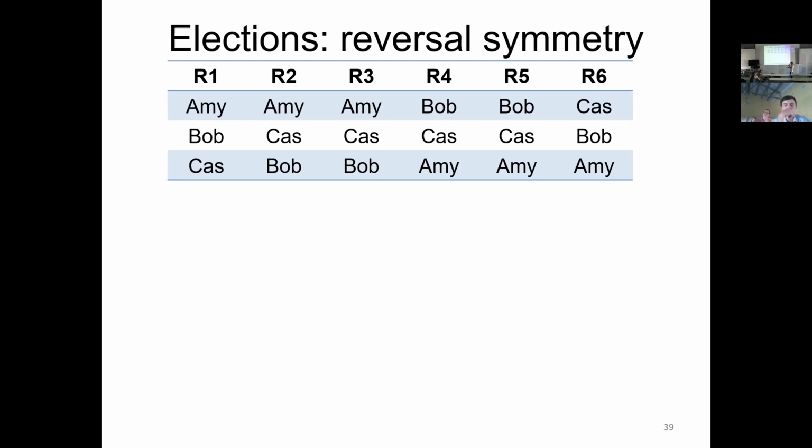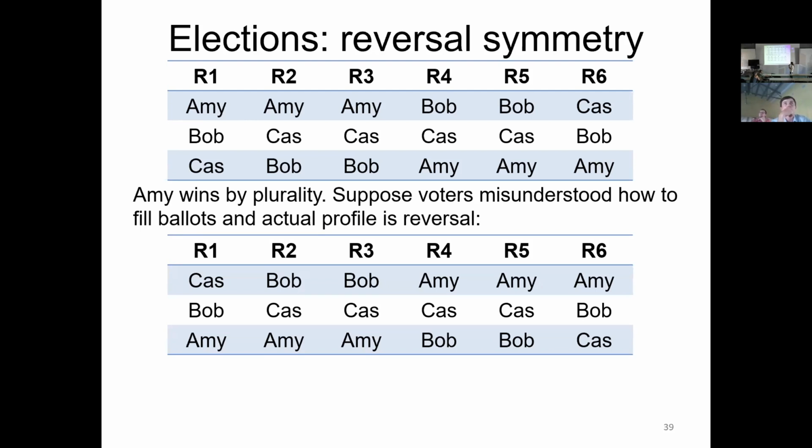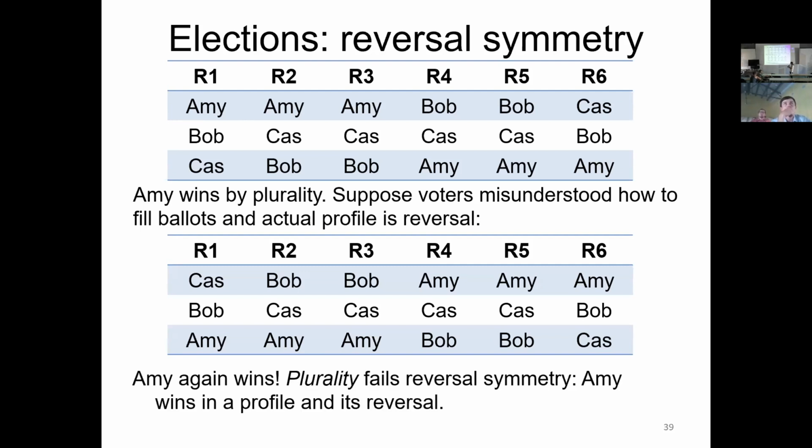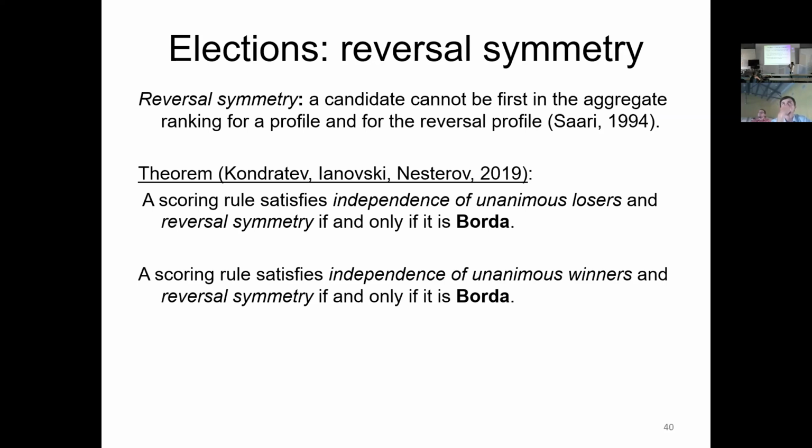Then we must find the worst member. So we just flip this profile upside down, and the worst member is again Amy. So after we promote her, we fire her, which is in some sense not what you would expect. The property of reversal symmetry asks that this should not happen. The same candidate should not win in the profile and its reversal. And we show that Borda is the only scoring rule which satisfies reversal symmetry and one of our independence axioms.